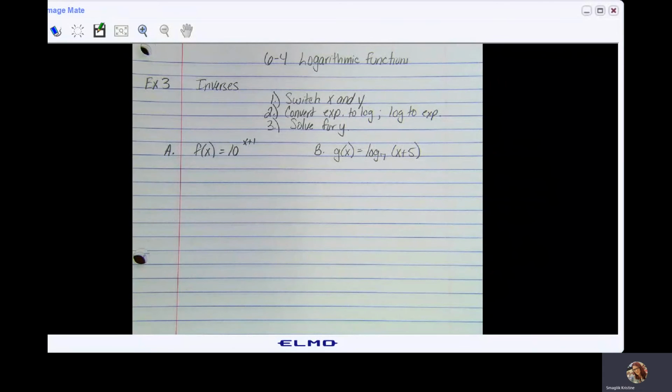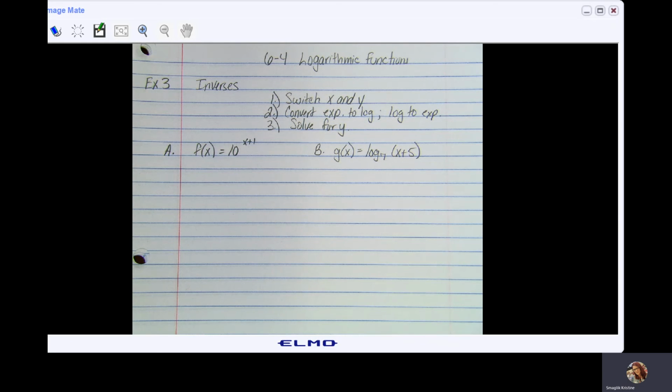And we are taking a look at topic 6.4, logarithmic functions and inverses. So we are now going to write the inverse of an exponential function or the inverse of a logarithmic function. So here's our process. This isn't much different than what we did a topic or so ago with polynomials.